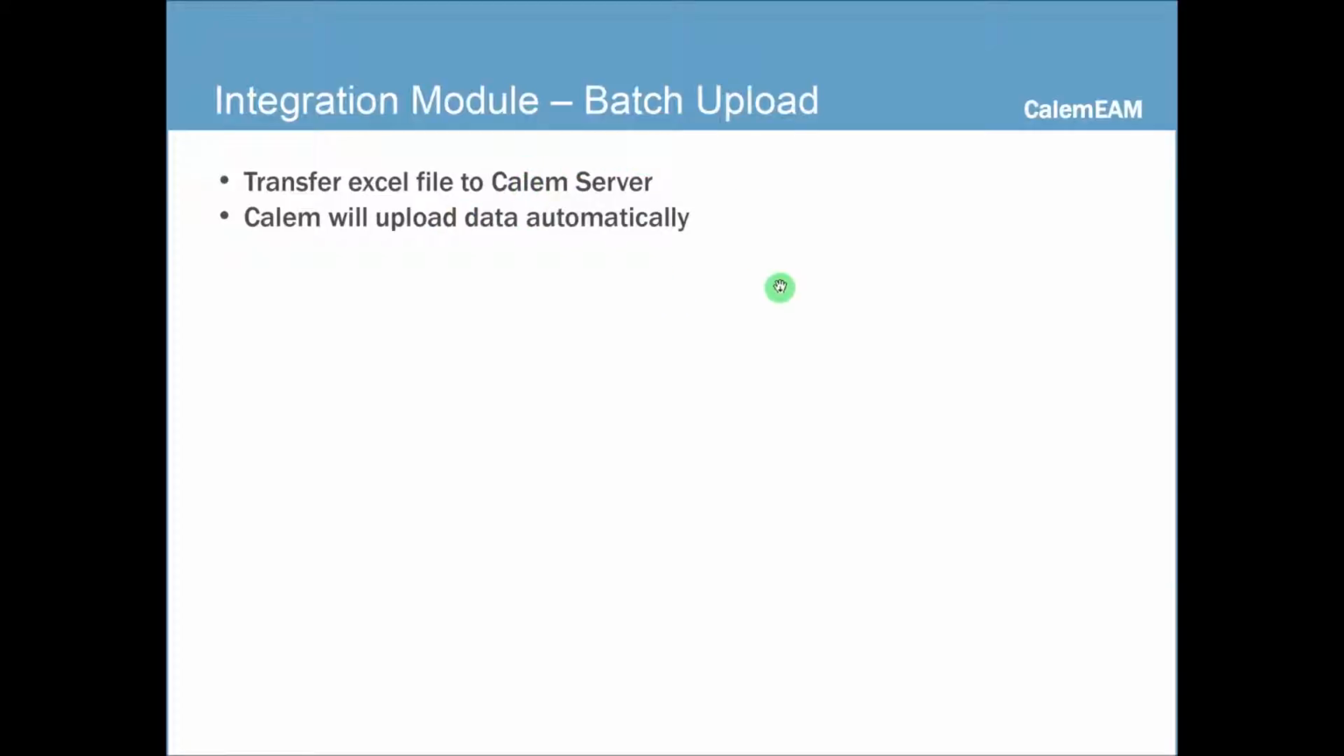For batch upload, you could have a scheduled task running every day. It scans a directory, and if there are Excel files there, it would read the Excel file and upload to Calem. So to streamline the batch upload, you can build your script just to upload the Excel file to the Calem server, and Calem then would upload the data automatically.